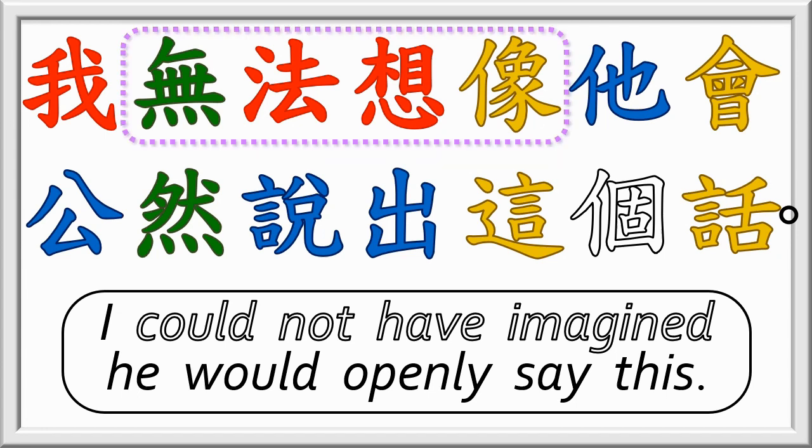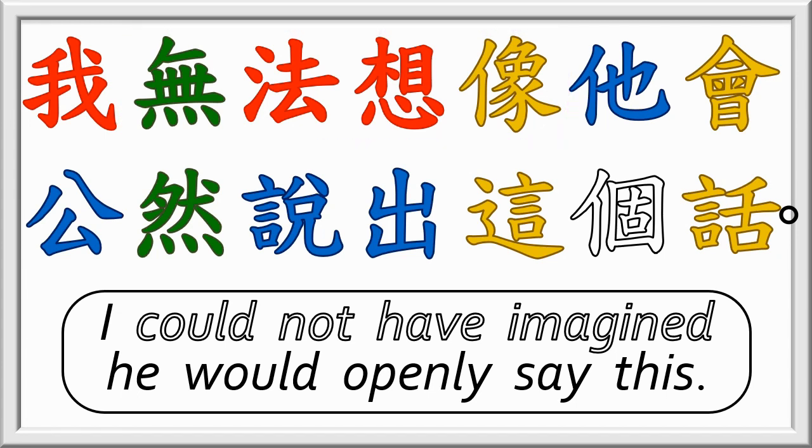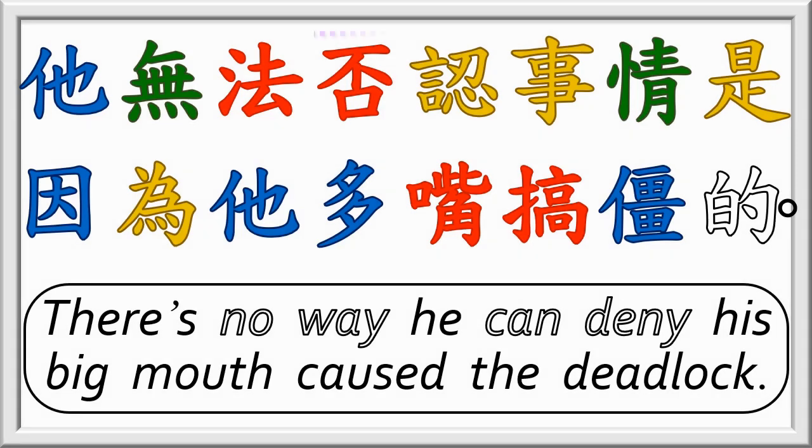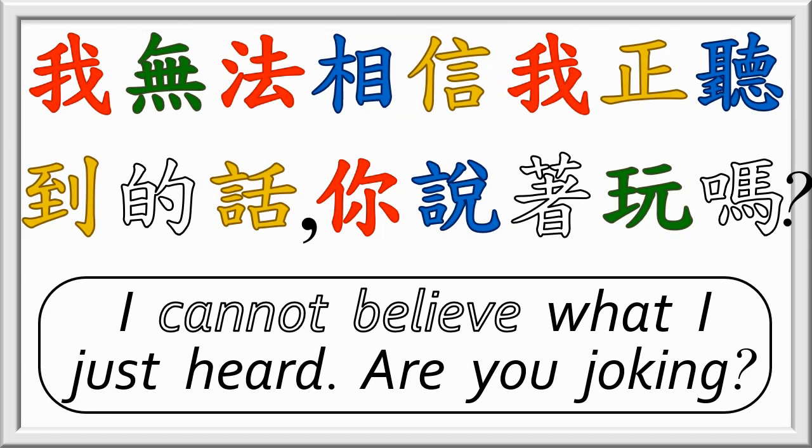我无法想象他会公然说出这个话. I could not have imagined he would openly say this. 他无法否认事情是因为他多嘴搞僵的. There's no way he can deny his big mouth caused the deadlock. 我无法相信我正听到的话. 你说这玩儿吗? I cannot believe what I just heard. Are you joking? 无法无天 is an idiom meaning to behave lawlessly, literally, to defy laws, both human and divine.